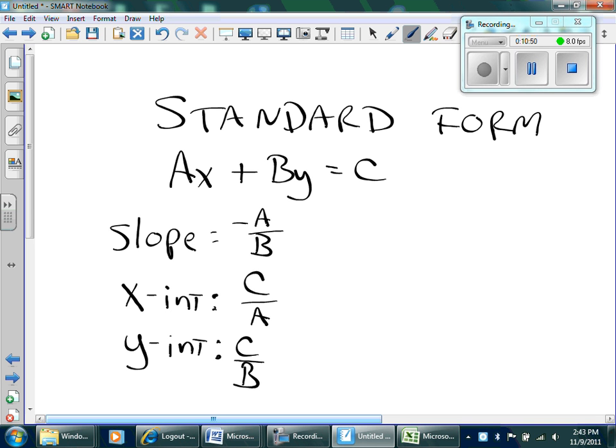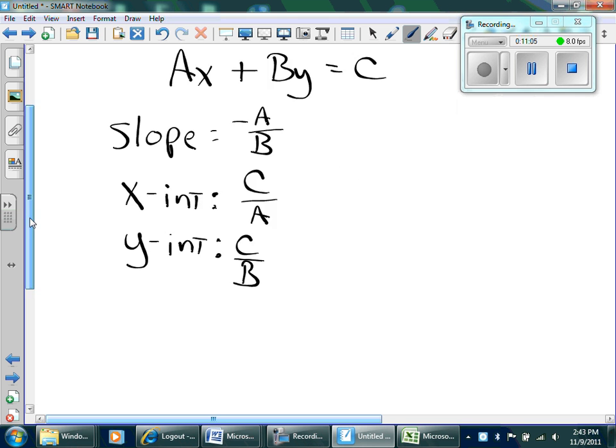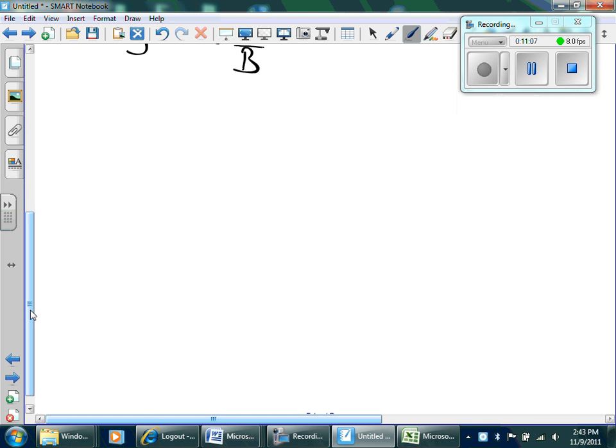All right, I'm going to put up 3 problems. Your job is going to be, 1, write them in standard form. 2, find the slope, x-intercept, and y-intercept. Okay, so here come your 3 problems. Go ahead and pause, and then you can check your answers with me.